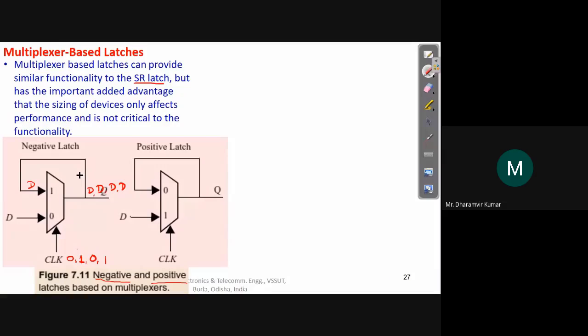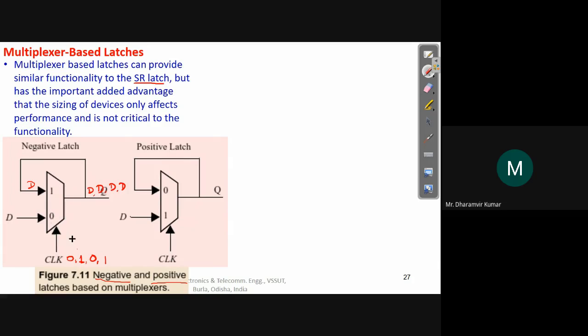But why is it a negative latch? When clock is 0, input is passing to output. This is the transparent mode. And when clock is 1, the previous information is held, is kept tight within the circuit. So this is the hold mode.